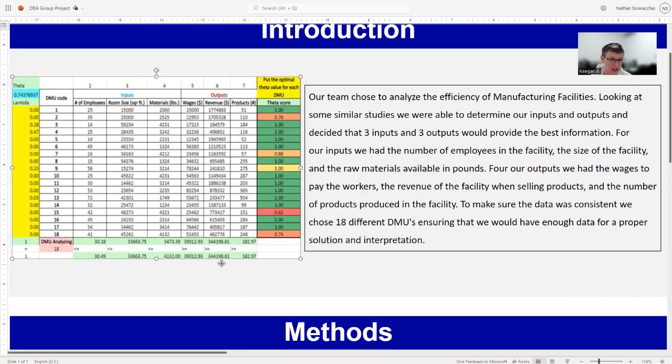18 different DMUs. The 3 outputs for us were wages for the workers, the revenue of the facility when selling the product, and then the number of products that the facility produced. For our inputs, we had the number of employees per DMU, the size of the facility or the room, and then the materials, the raw materials that were available in pounds.